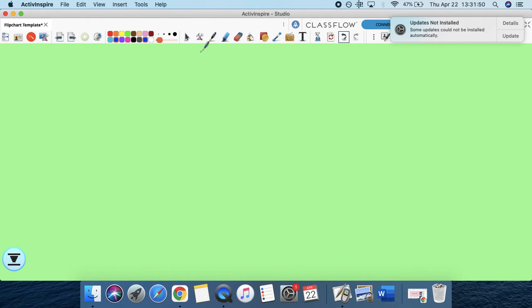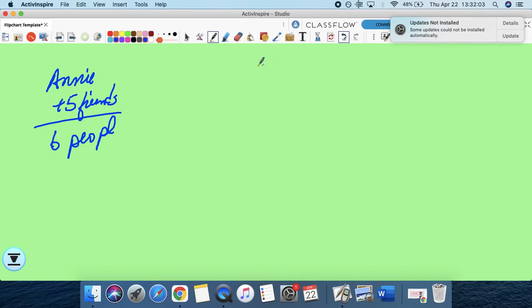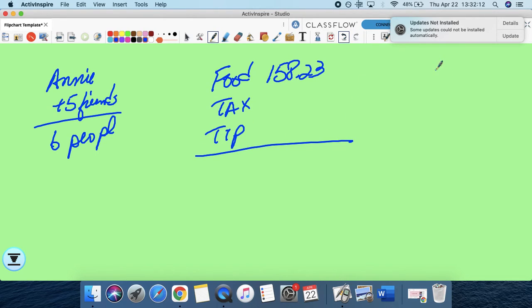15. It's Annie y 5 amigas plus 5 friends. So son total de 6 personas, 6 people. Van a cenar. They go to dinner. The food was $158.23. So let's find the tax and then let's do the tip. So the tax was 8%. So 0.08 times 158.23. A ver cuánto es eso.